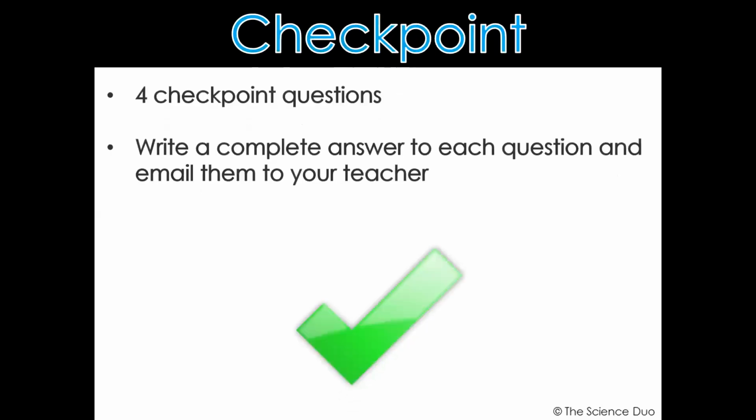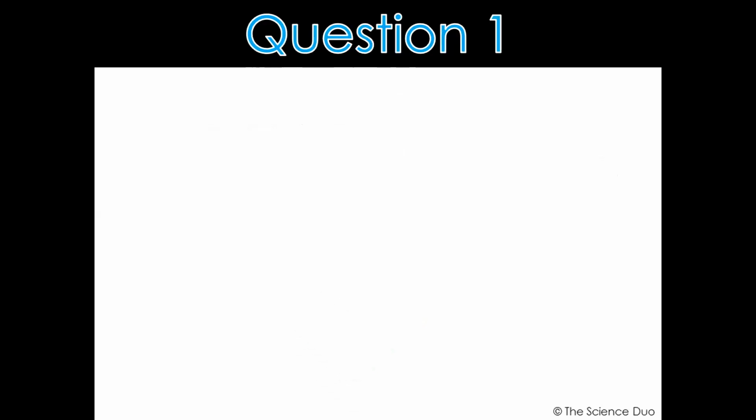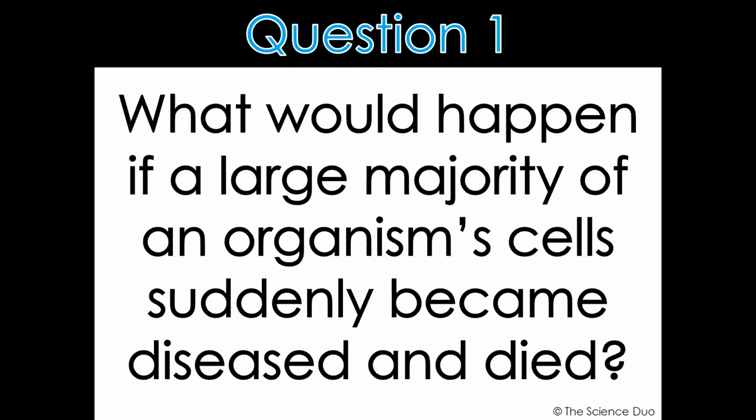So we're going to look at 4 checkpoint questions. You have the opportunity to stop and pause this video and write down your answers. Just answer each question and email them to your teacher, or post them on Google Classroom, either one. So question number 1. What would happen if a large majority of an organism's cells suddenly became diseased and died?